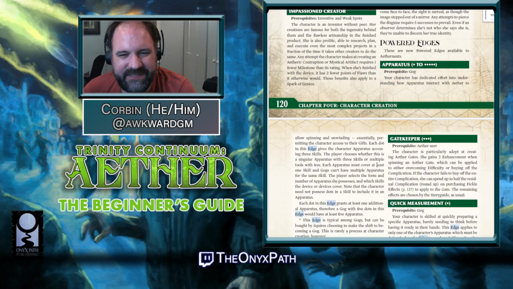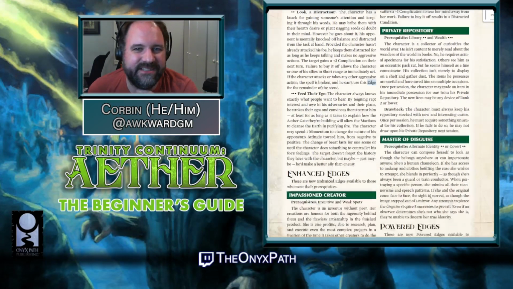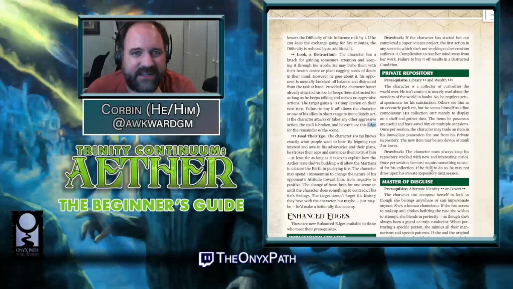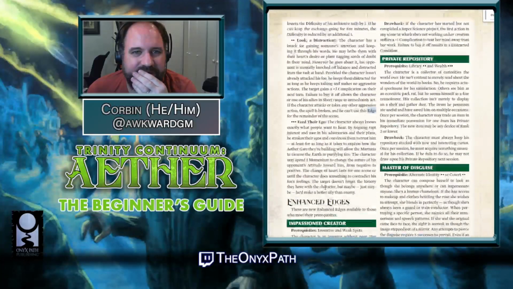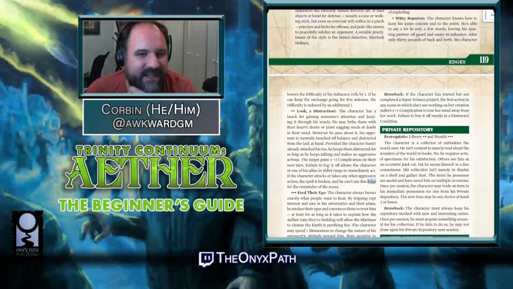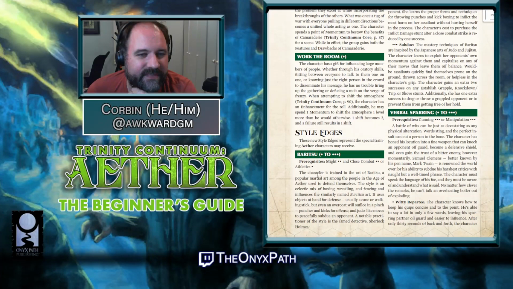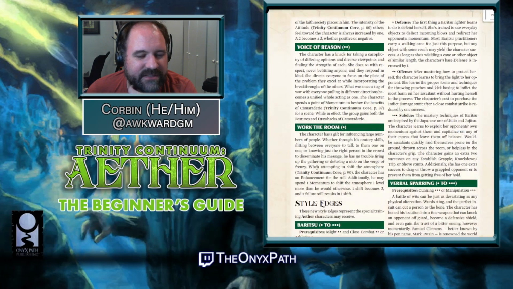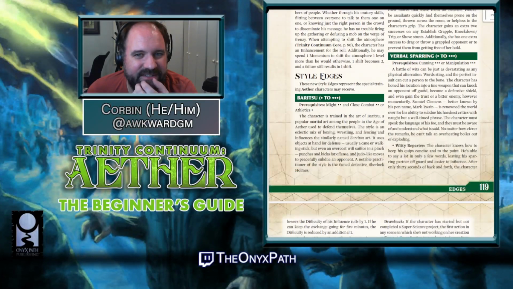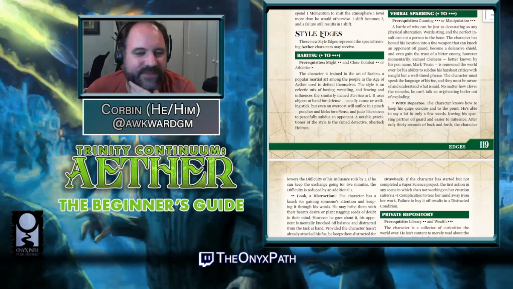Gatekeeper. Your character is particularly adept at creating Aether gates. That's a good one too. What about enhanced one? Master of Disguise. Your character can compose herself to look as though she belongs anywhere. Private repository. I don't have that. Impassioned creator. I don't have those. Stylish. It's Baritsu. Some verbal sparring stuff I could take. I do like the idea of verbal sparring.